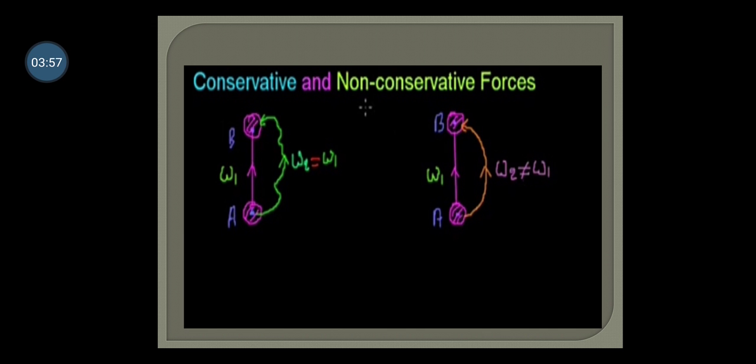Another figure for non-conservative force, there are again two points A and B. The particle moves from A to B along the pink path, work done is W1. The particle moves from A to B via the orange path, work done is W2. In this case, both work done W1 and W2 are not equal, then the force is called non-conservative force.